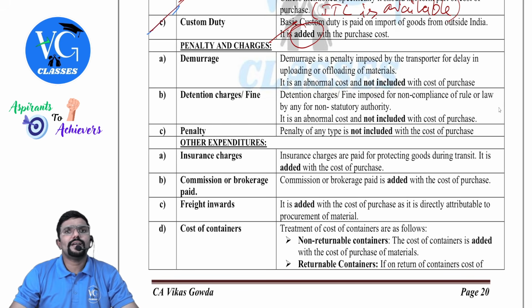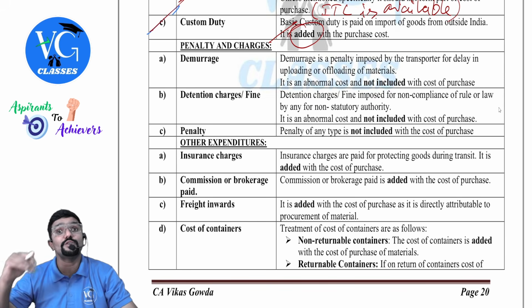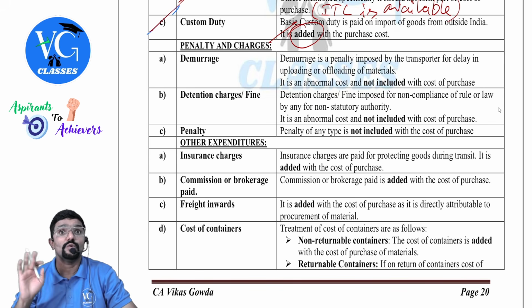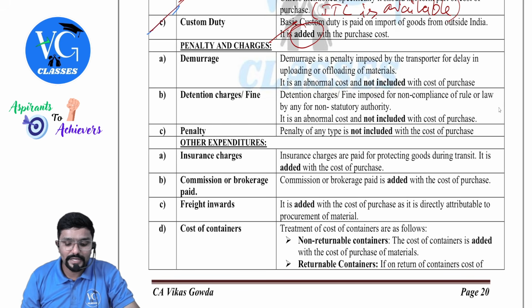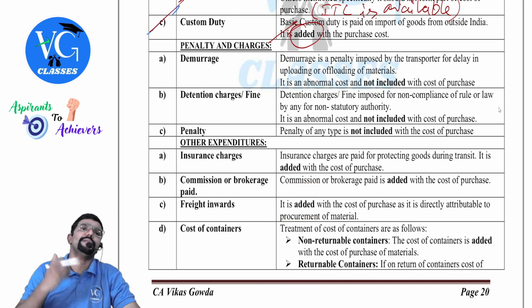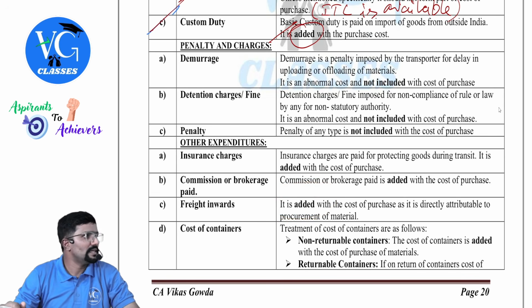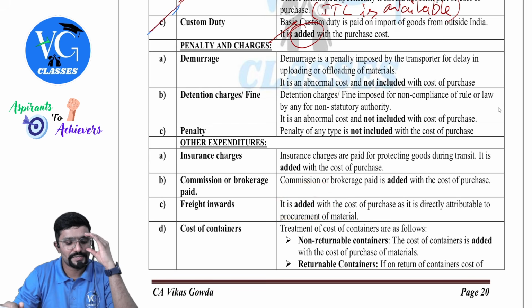Sir, next I have also incurred freight outward or transportation cost to deliver my output to the customer. Should I add it here? No, no, no. Only freight inward. That is the cost which is incurred to bring the goods to my place. That is raw material, guys.